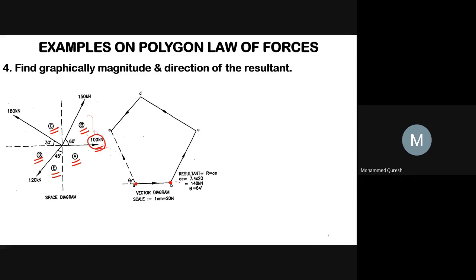Okay. Now, from point B, you have to draw a line BC parallel to 150 kilonewton force. Now, from point C, you have to draw a line CD parallel to 180 kilonewton. Now, from point D, you have to draw a line DE parallel to 120 kilonewton. So, this will be your closing side, and this closing side will give you your resultant.